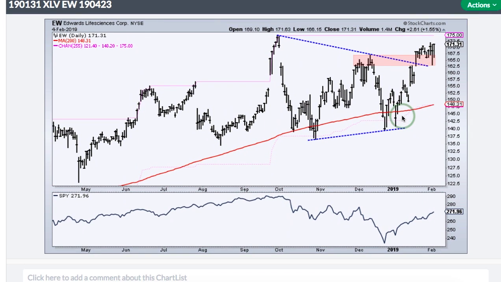We had Edwards Life Sciences, and Edwards is breaking out. Greg Schnell highlighted Edwards, I believe, in a Don't Ignore This Chart article.